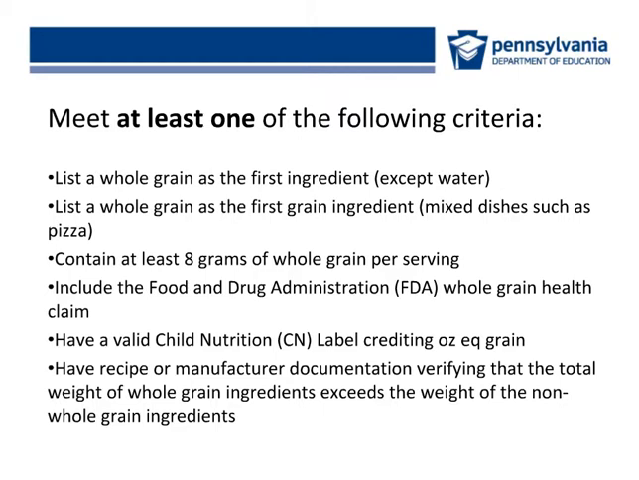List a whole grain as the first ingredient, list a whole grain as the first grain ingredient in mixed dishes like pizza, contain at least 8 grams of whole grain per serving, include the FDA whole grain health claim, have a valid CN or child nutrition label crediting ounce equivalents, or have the recipe or manufacturer documentation verifying that the total weight of whole grain ingredients exceeds the weight of the non-whole grain ingredients. We're going to come back to this slide in a few minutes, but first we'll walk through the first part of the requirement.